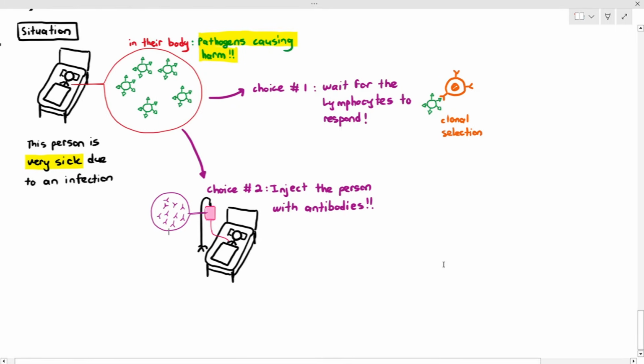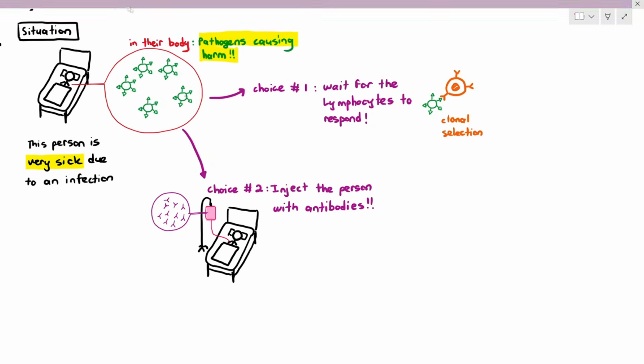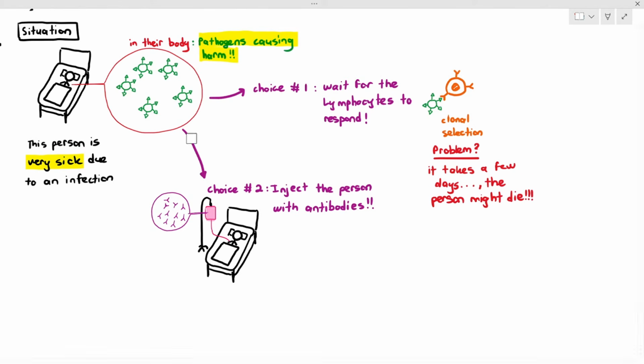But choice number one has its own problems. The problem is, if you're going to wait for the person's immune system or the lymphocytes to respond, it will take a few days. And in that time, the person might die. So it really depends on the condition of the person.